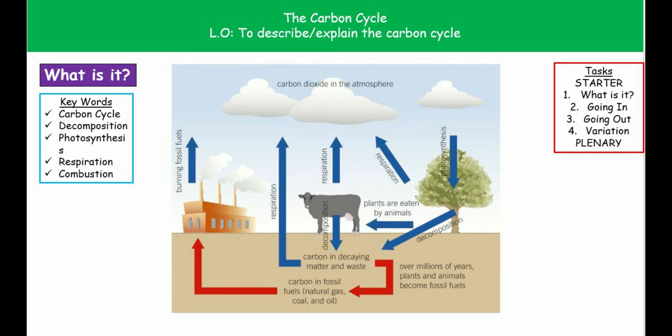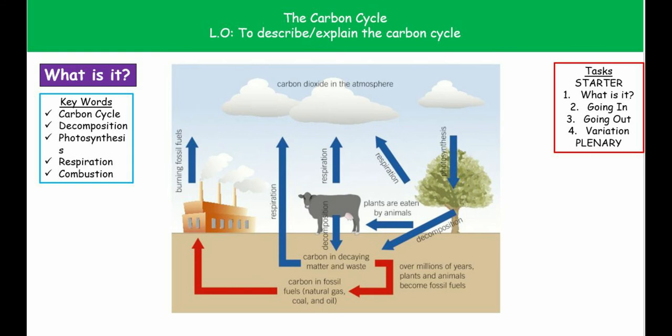So if we start off at the top of the diagram, we've got carbon dioxide in the atmosphere. Hopefully we remember that the atmosphere is about 0.04% carbon dioxide. Now you'll notice there's only one arrow pointing away from the atmosphere, and that's on the far right hand side where we've got that arrow labelled photosynthesis. So the only process that removes carbon dioxide from the atmosphere is photosynthesis.